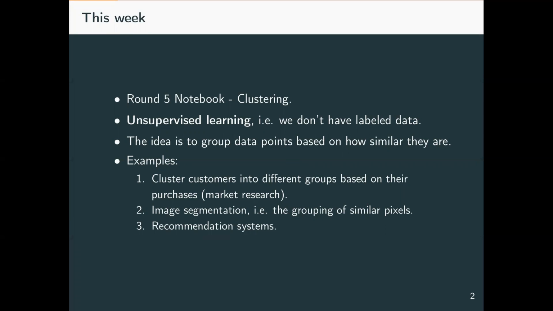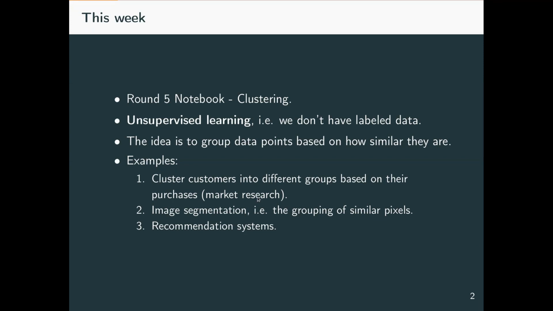Probably the most common example is how advertising companies segregate their customers or clients and make groups of people, and then recommend products to a certain type of person and so on. So this is clustering used in market research.